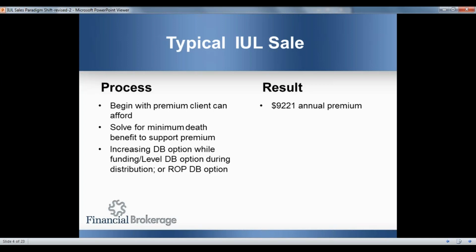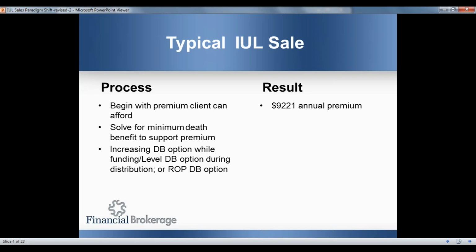Because we haven't done any fact finding into how much money they really need to live on in retirement. How much can you afford to put into this product? Or maybe someone will ask, how much are you putting into your 401k? And they use that number. Or how much more would you like to set aside for retirement? And that ends up being the starting number.